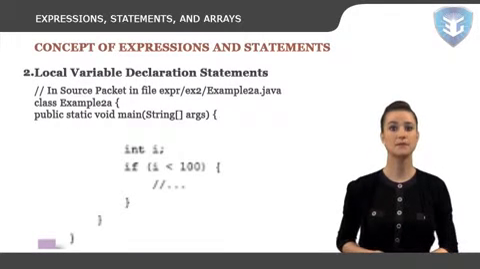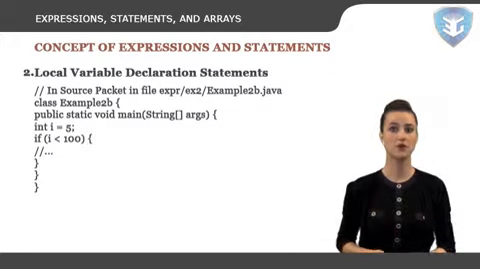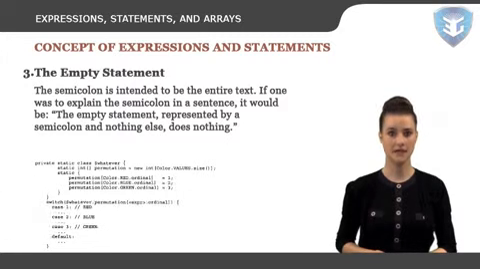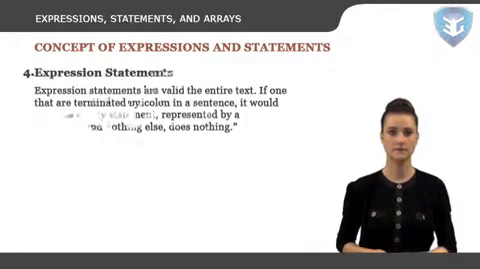For example, the snippet of code as seen here would not compile. This code would not compile because i is used before it is initialized. To fix this problem, one could initialize i when one declares it. 3. The empty statement. The semicolon is intended to be the entire text. If one was to explain the semicolon in a sentence, it would be: the empty statement, represented by a semicolon and nothing else, does nothing. The lone semicolon is an empty English statement about the empty Java statement.